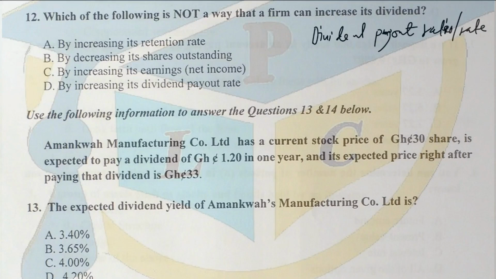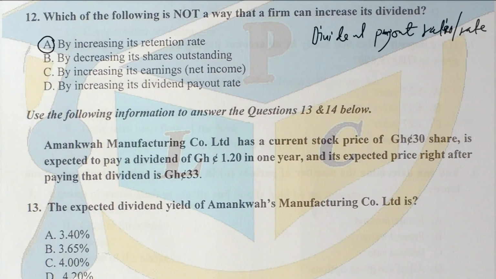The option that is not a way we can increase firm dividend is increasing the retention rate. If you increase retention, you are paying less dividend and retaining more of your earnings after every interest and expense. So the option which is not part of the way the firm can increase dividend is increasing its retention. If you increase your retention, your dividend is going to be less for a particular period of time. So let's take note of that.